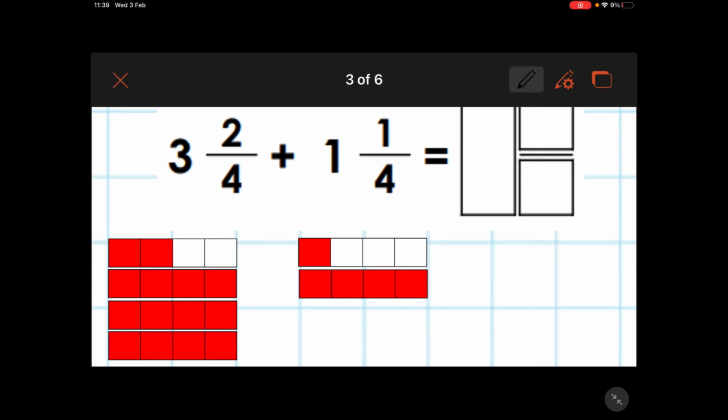I'm going to add the whole numbers first. I have 3 and 1. 3 add 1 is 4. And I have 2 quarters add 1 quarter. So I have 2 and 1, which is 3, and I have a denominator of 4.